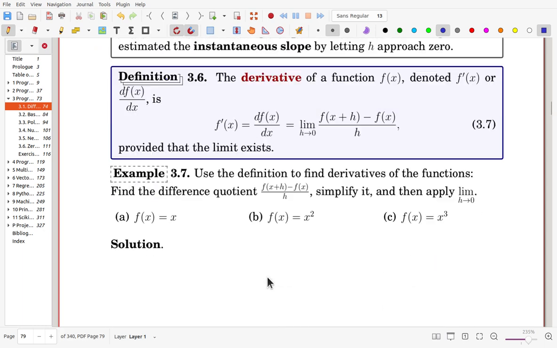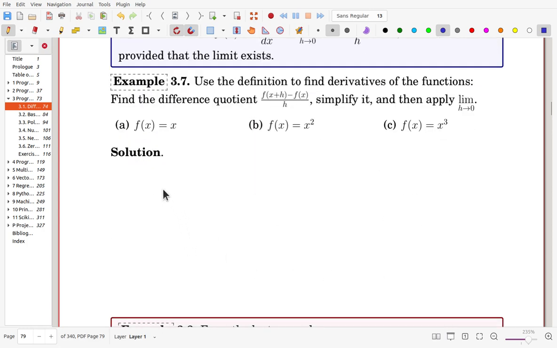Let's see this example. Use the definition to find the derivatives of the functions. That means we first find the difference quotient and simplify it, and then apply the limit. Okay, let's see part A. Okay, for this one, now f of x plus h minus f of x over h.